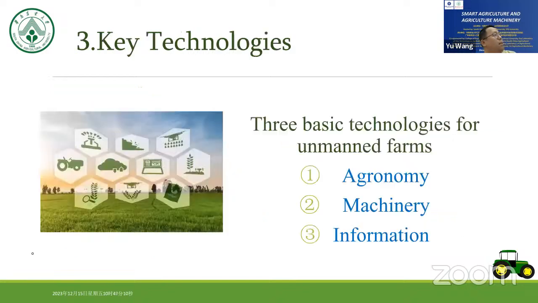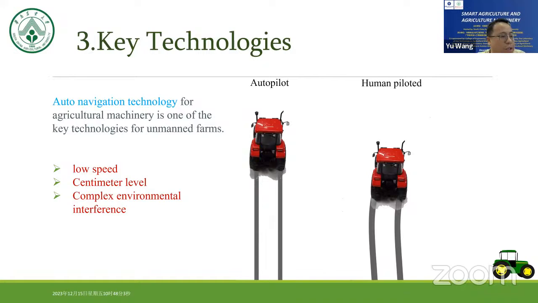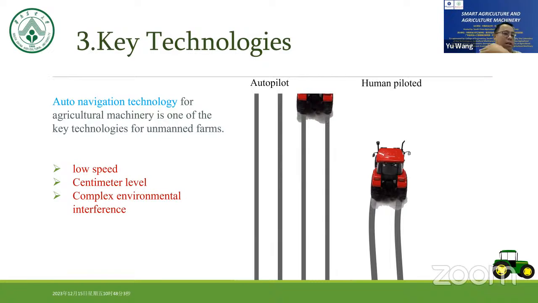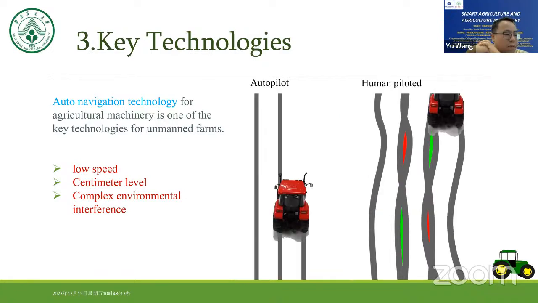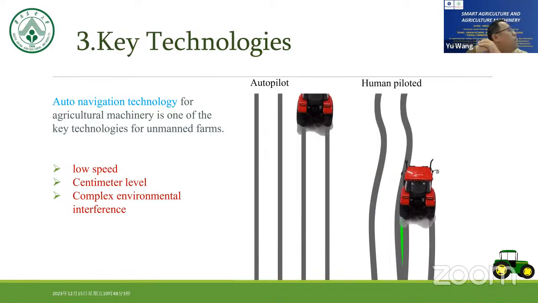There are 3 base technologies for unmanned farms: agronomy, machinery, and information. My work is first in machinery. So I will introduce the king of the technology, which is auto navigation technology. Auto navigation technology is the king of the technology for the unmanned farm.